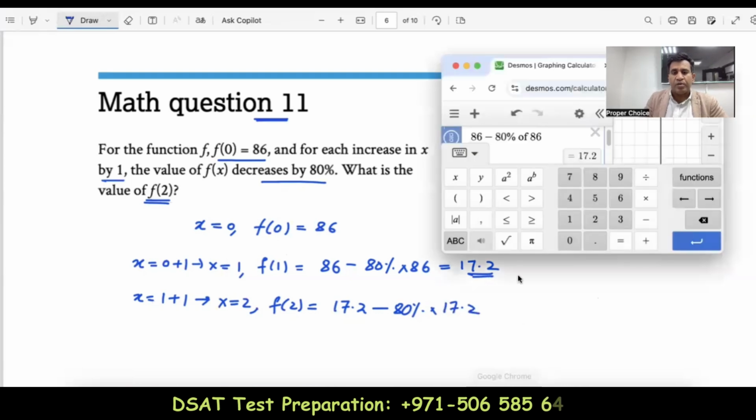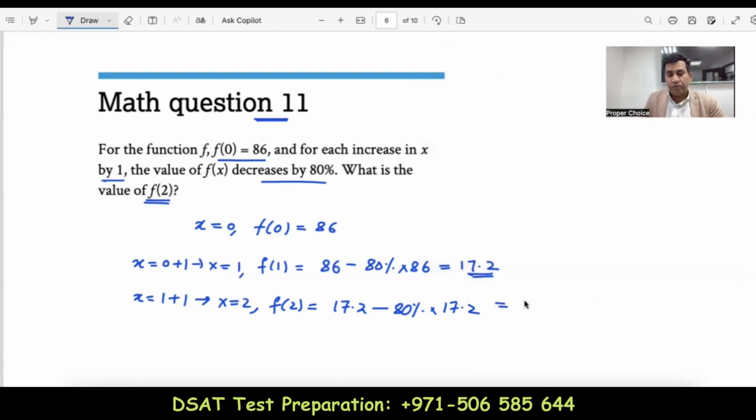You just need to type it on the Desmos again. Replace this 86 by 17.2. You can directly type it using your computer keyboard, 17.2 minus 80% of 17.2, or you can also use the virtual keyboard which has been given. Okay, I'm getting the result as 3.44, or its equivalent fraction also you can write.